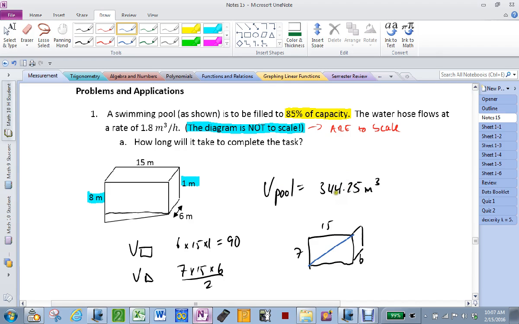No, I have not, because what must I do to this number? 85%. No, we've already done the 85%. Square root? No, cube root. Cube root? No. This is how many meters I need. Alon? Times it by the rate at which the... Times? Divide. Divide. I need to divide by 1.8 and get 191.25 hours.